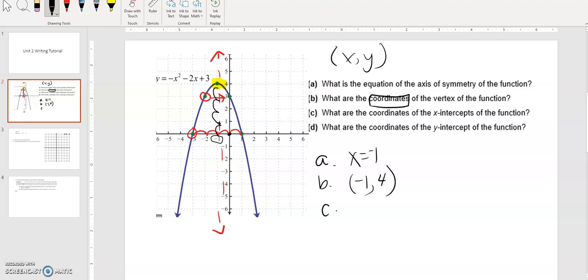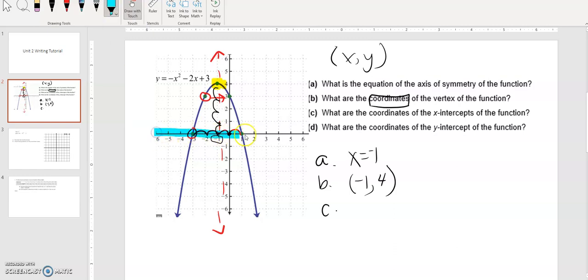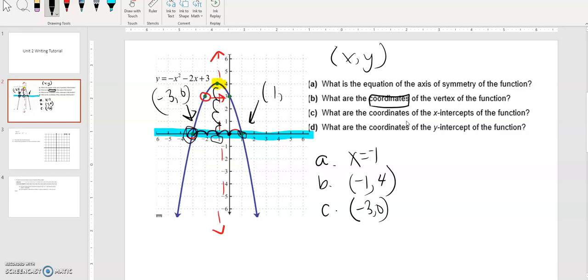For part C, the coordinates of the x-intercept. That's where it's crossing the x-axis, which is the axis that runs left and right. I'm going to highlight it in blue. That's our x-axis. So where does it cross? It's going to cross right here and right here. Again, it's asking you for the coordinates, so we have to list them as an ordered pair. So this would be -3, 0. And this point would be 1, 0.